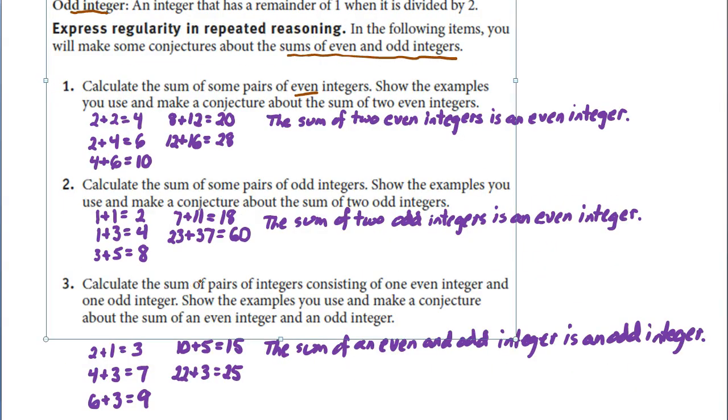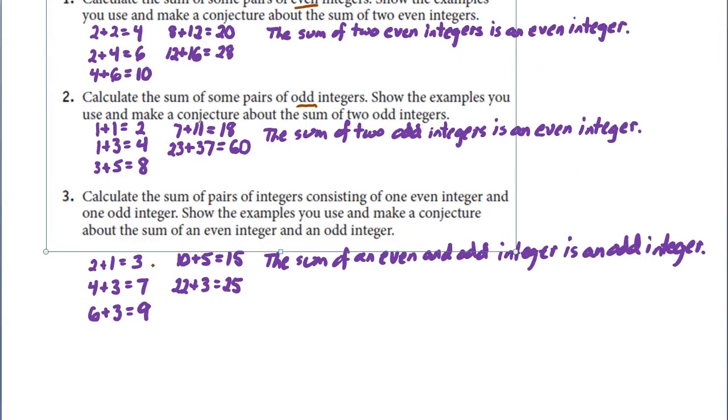Number 2, calculate the sum of some pairs of odd integers. Show examples and make a conjecture about the sum of odd integers. So here I've selected some odd numbers, added them together, and looked at the answers. 2, 4, 8, 18, 60. I observed that my answers are always even numbers. And so here's my conjecture. The sum of two odd integers is an even integer. Again, that's inductive reasoning. I know that that's true for some examples. I don't know for sure that that's true for all possible examples.